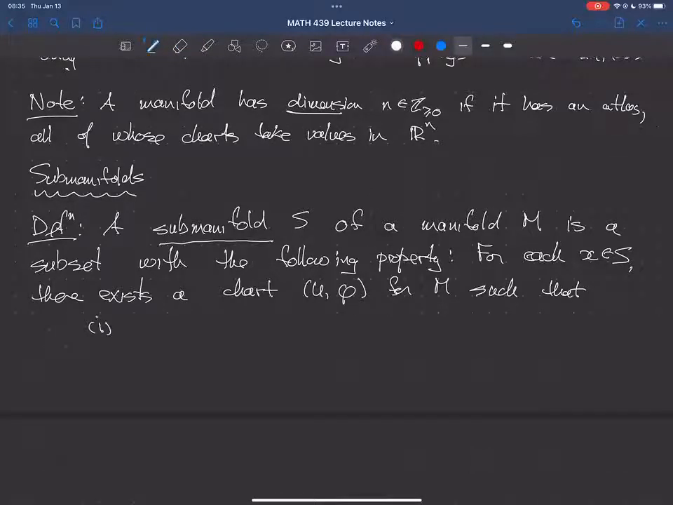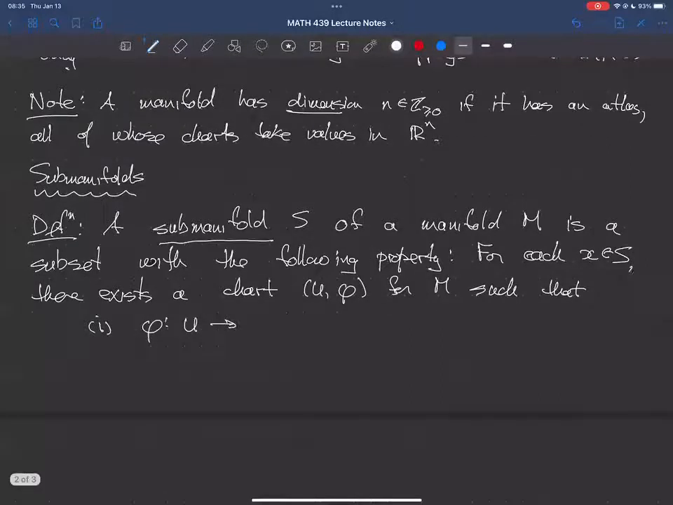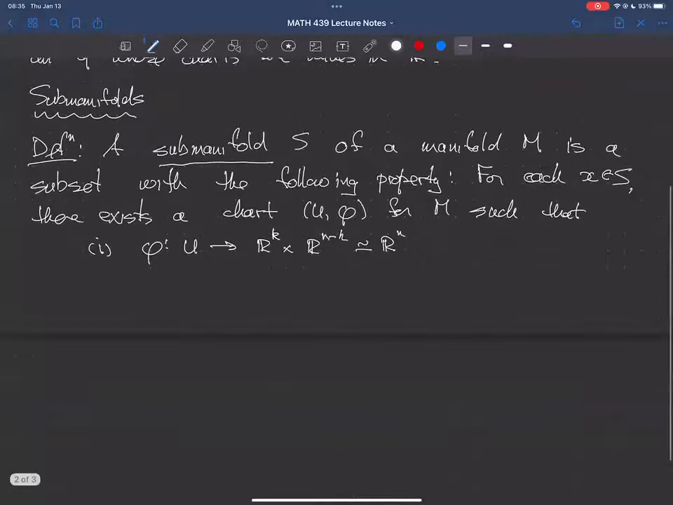All right, so the first property is that phi maps U into, so we know the charts map into Euclidean space, which is Rn, and we're going to write it as a product, Rk cross Rn minus k. Of course, this is really just Rn, but all I'm doing is explicitly recognizing the fact that Rn can be written as a product of Rk and Rn minus k.